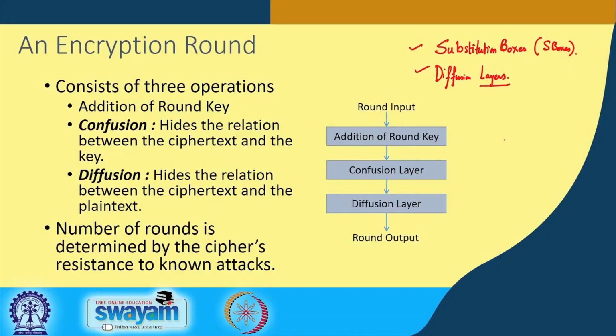So a good cipher should be nonlinear, and in particular it needs to satisfy two properties. One of them is called confusion and the other one is called diffusion. Confusion is a property which hides the relation between the ciphertext and the key. So if I give you the cipher, it should be difficult for you to understand what the key is. And the property which hides the relationship between the ciphertext and the plaintext is called diffusion.